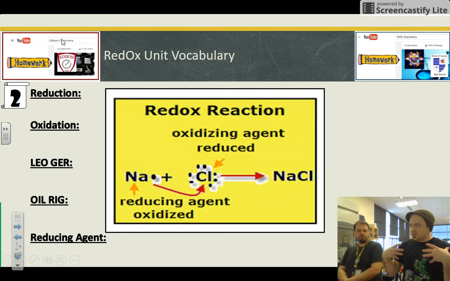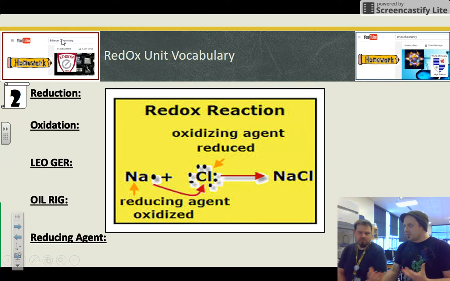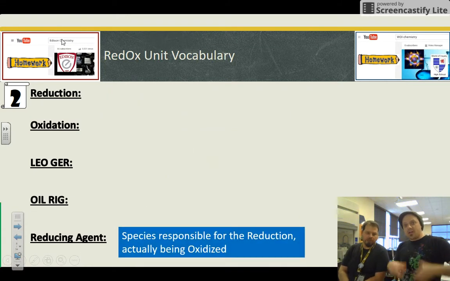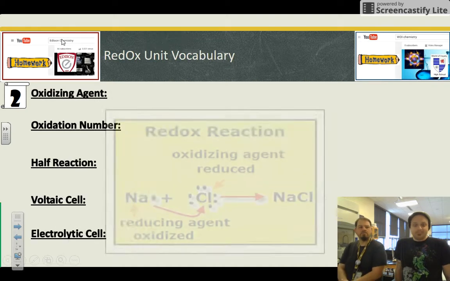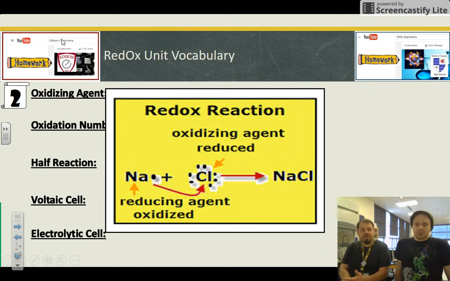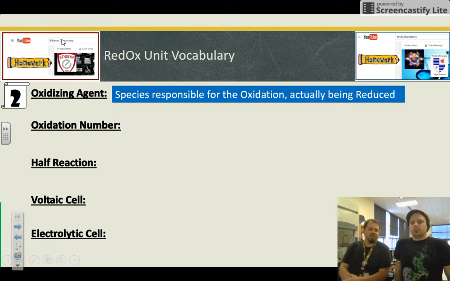Reducing agents, this is tough, because reducing agents themselves are oxidized, but they are the agent of change. They allow it to happen. That's why they're called the agent. So it's the species responsible for the reduction, but it's actually being oxidized itself. That's it. So there's going to be an oxidizing agent, right? I think that's the next one.